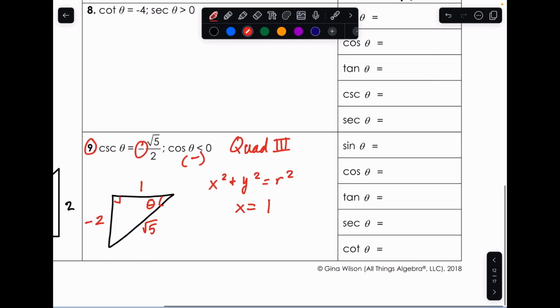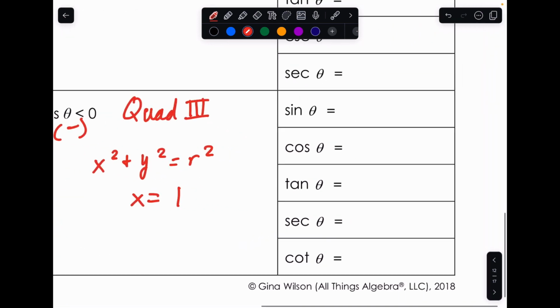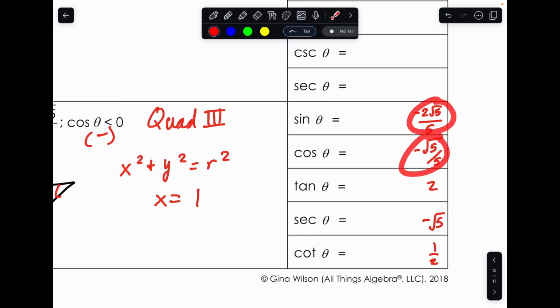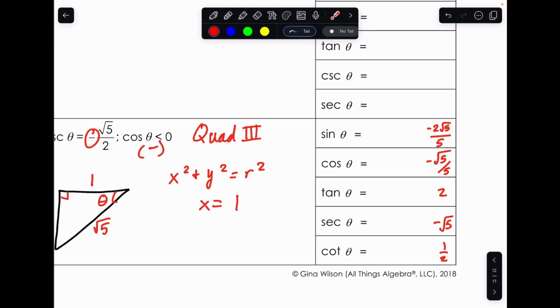I want you guys to solve number 9. I'll go ahead and write the answers here. That way you can double check. The answers are negative 2 root 5 over 5, negative root 5 over 5, 2, 1/2 down here, and negative root 5. And this all makes sense because if we're in quadrant 3, what's the only trig function that can be positive? Tangent and cotangent, which means that everything else should be negative. So tangent and cotangent are the only positive ones.